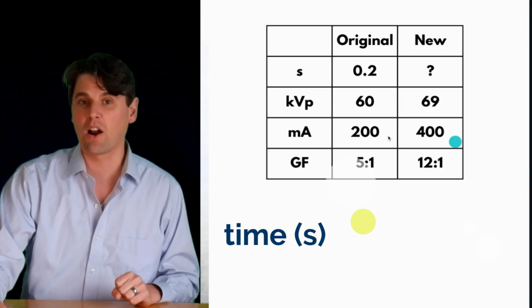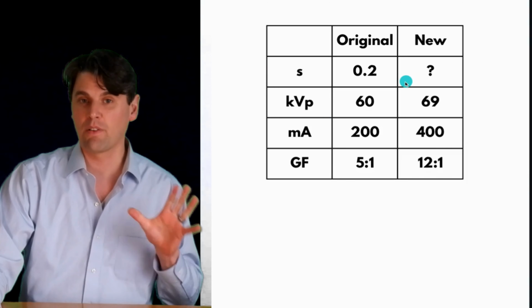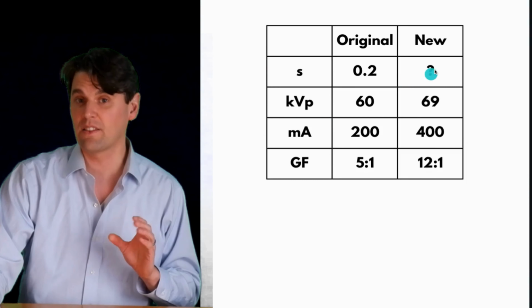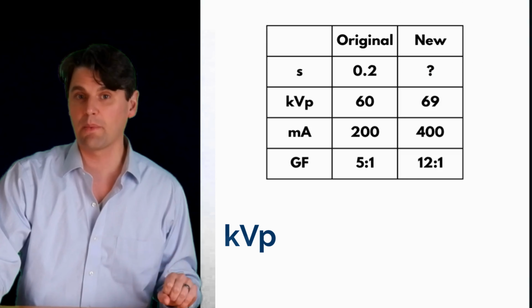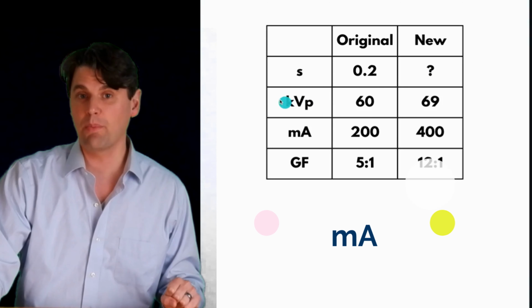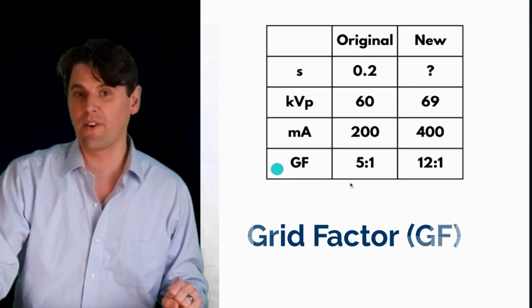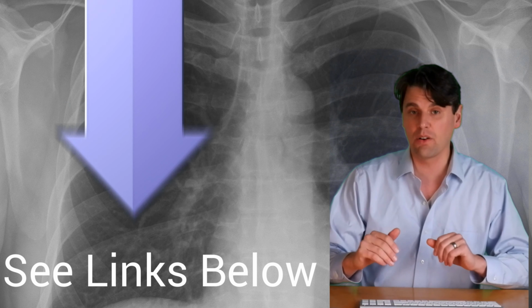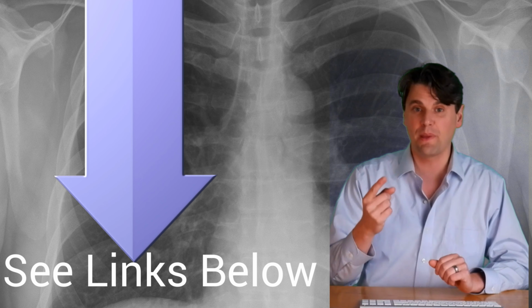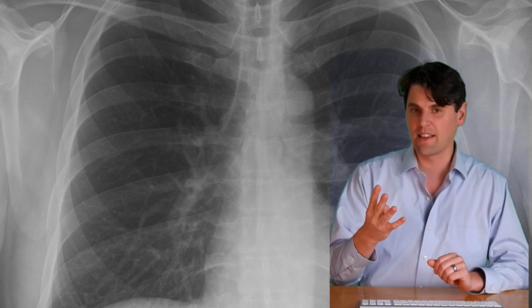So we have our time here at the top. So we have our original time, and what we want to calculate is the new time. So what will be the exposure time given these change in parameters? Then we have our kVp, we have our mA, and we have our grid factor. Familiar with all these terms? You're definitely going to want to check out our other videos. We have videos on kVp, mA, Bucky factor, and on the SID.